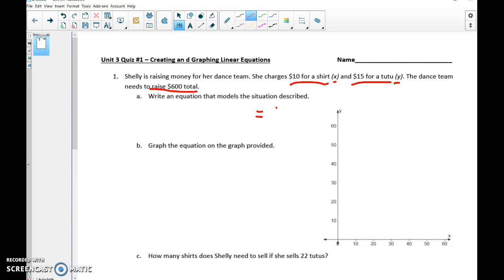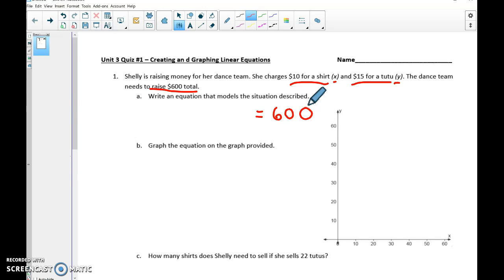Well, I know it's got to equal up to $600. Okay, this is a standard form equation. That means I have two variables that should both be on the same side of the equation because they're adding up to some kind of total. Not like slope-intercept. Slope-intercept is the one where you have a starting number and then you're adding like numbers on top of it.